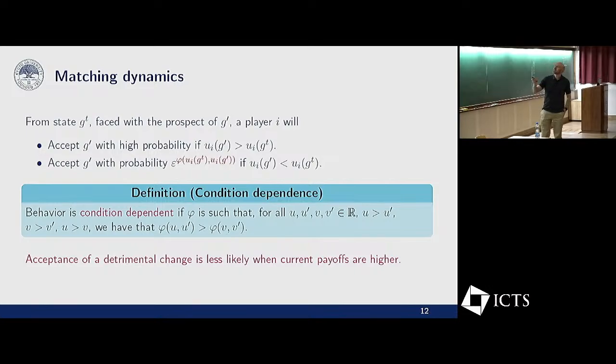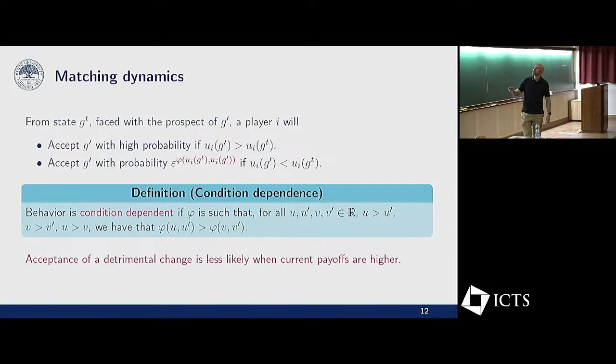From a state, so you're at a given matching and you're thinking about moving to this other matching because you bumped into someone, this player will accept it with high probability. So that's going to mean of order 1, so not something that disappears with epsilon, if they gain from it. So if they prefer the possible new matching to the old one, so if they prefer their possible new partner or being single to the old one, they accept.